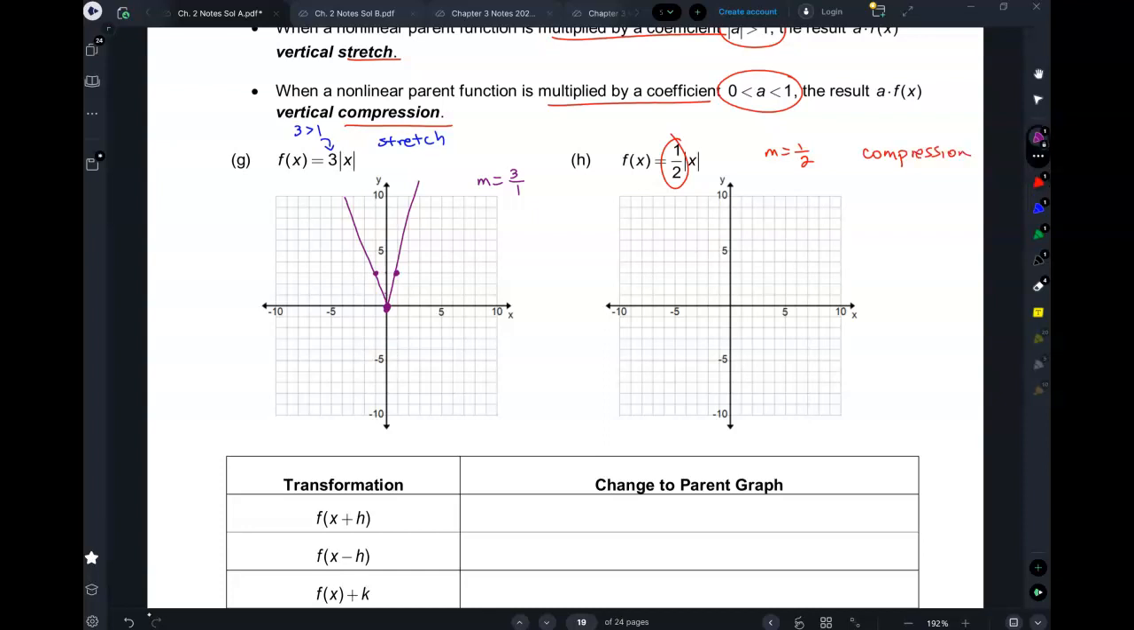So I'm at 0, 0. I go up 1 over 2, up 1 over 2, and then I draw my... You see how this one is so much wider, okay?